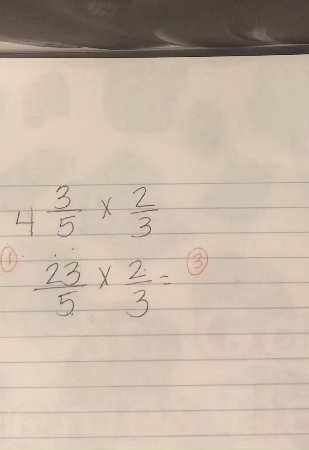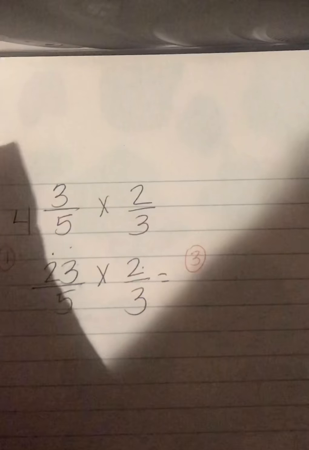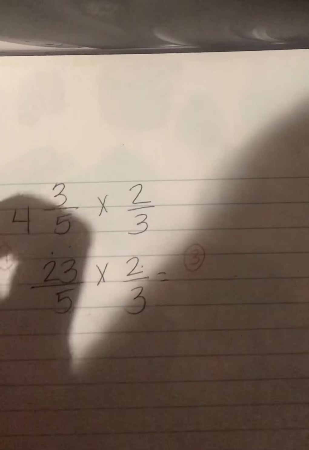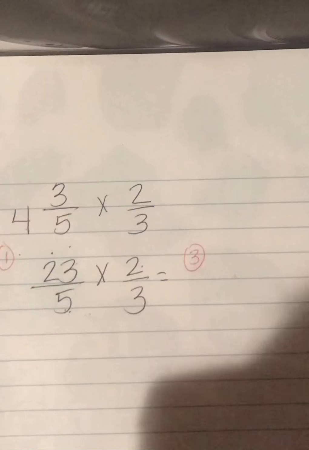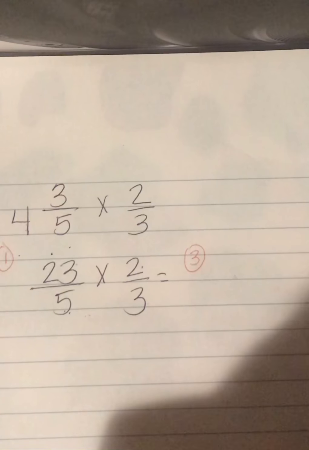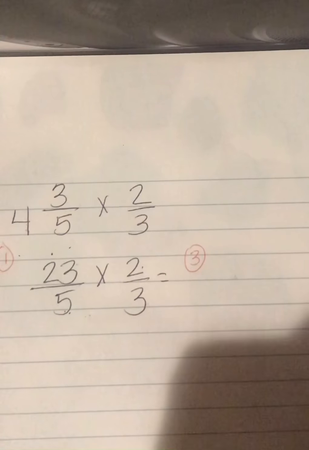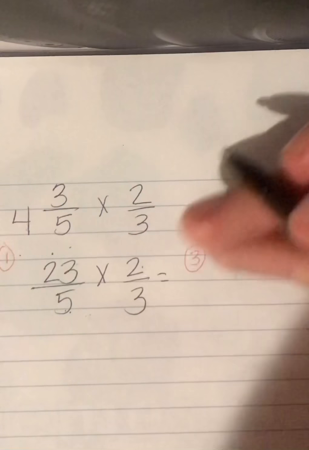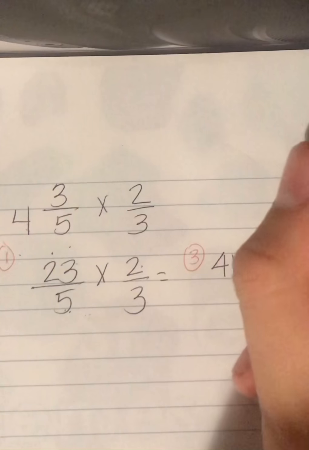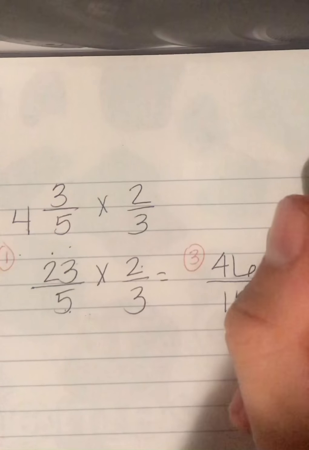Multiplying across horizontally. 23 times 2, I believe is... I'm doing it on the side, you guys, just so that I don't get it wrong. 23 times 2 is 46. And then 5 times 3 is 15.